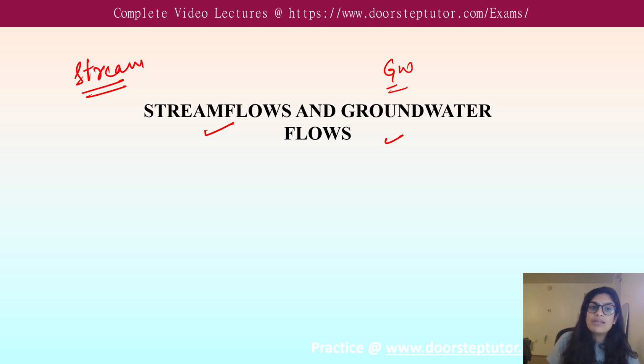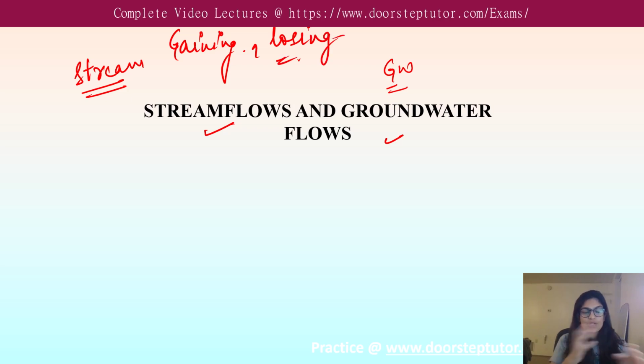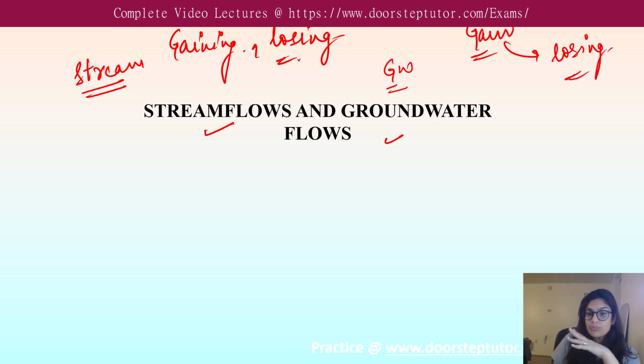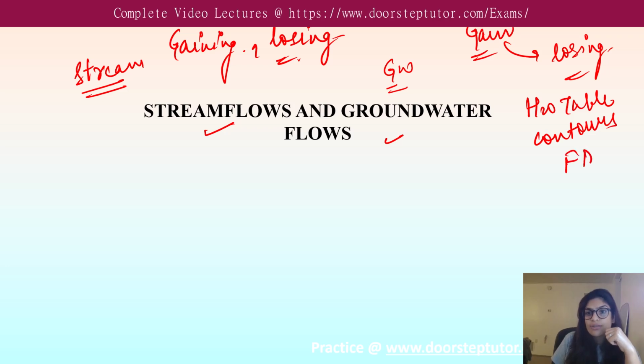But what we are mainly going to discuss in this lecture is what gaining streams are, what losing streams are, and whether they can be interchangeable, when at one particular time a particular stream was a gaining stream and then it became a losing stream. Is it possible? We'll look into the possibilities. We'll look at the water table contours. We are going to look at the flow directions in which they will flow.